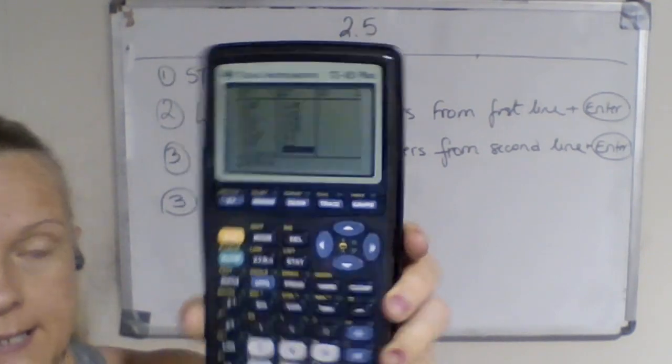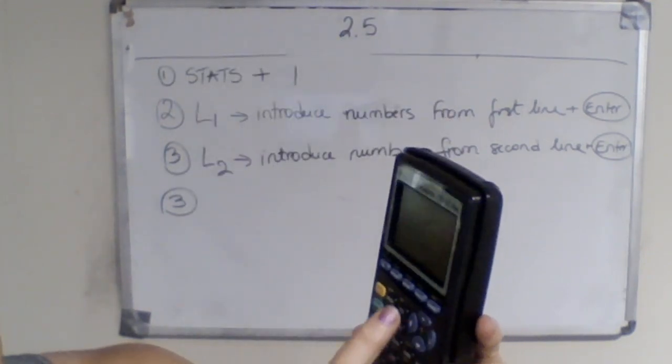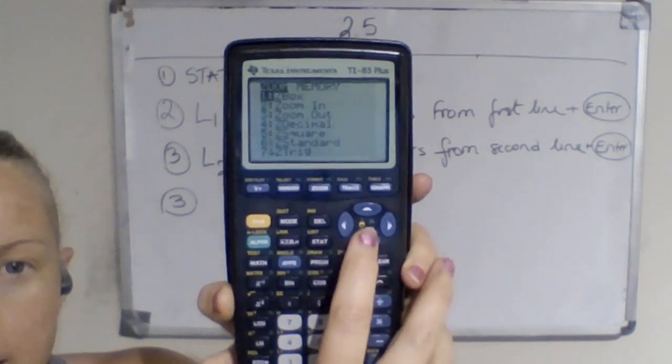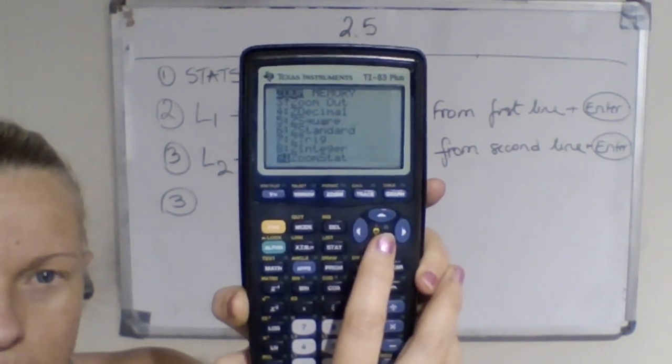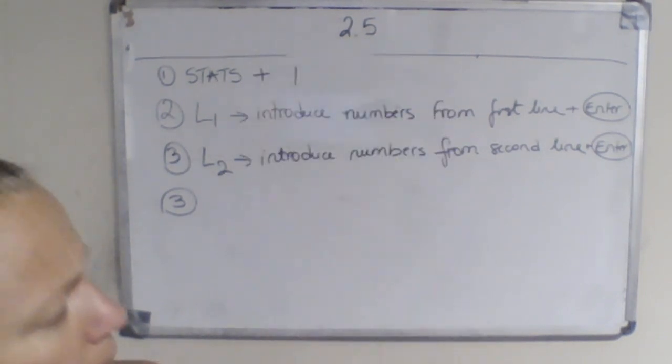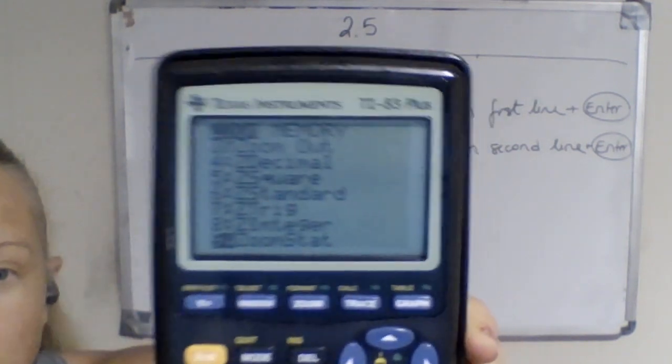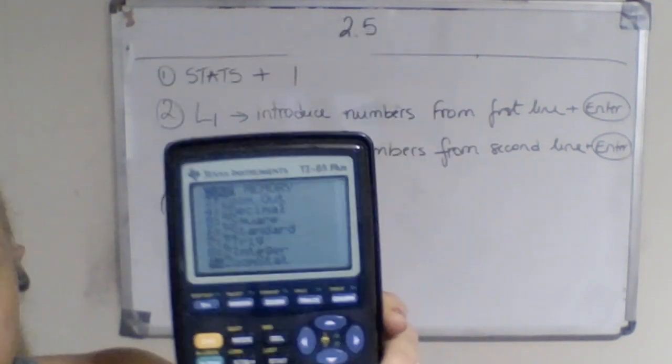Now that we're done, we want to see the scatter plot. We're going to push zoom, and you're going to go down, and I forget again what it is called, but it's called zoom stat. Let me see which number that would be. Oh, it's 9. I'm right on it. Zoom stat. And then we're going to hit enter.